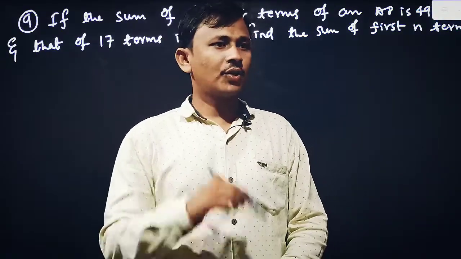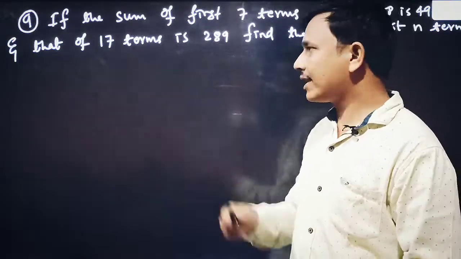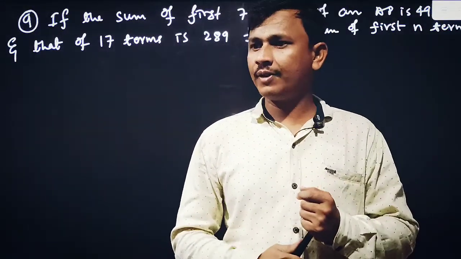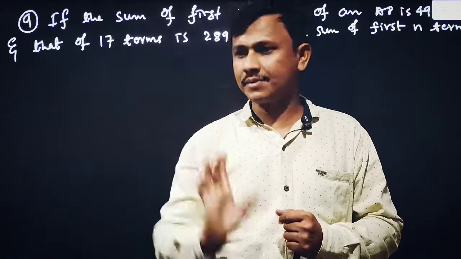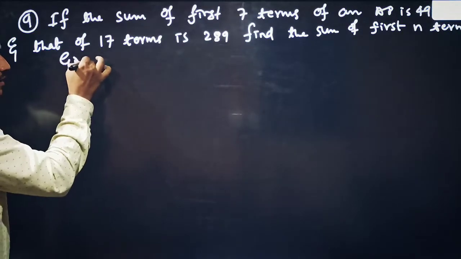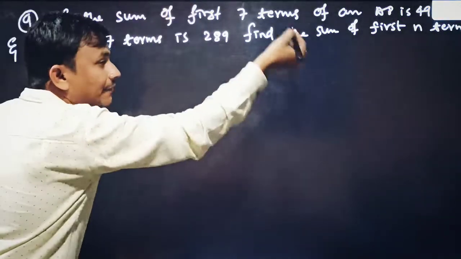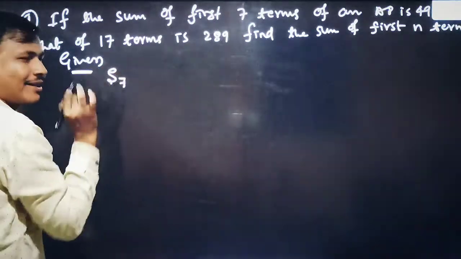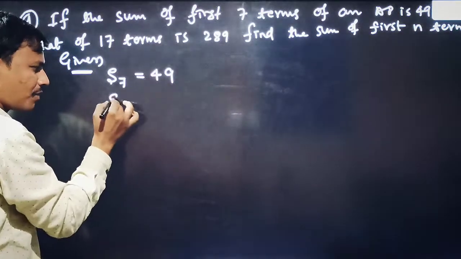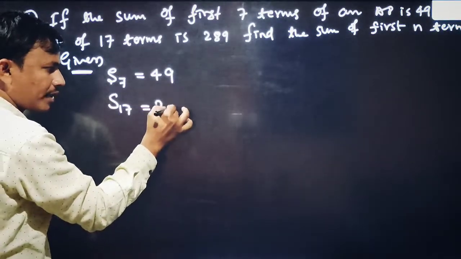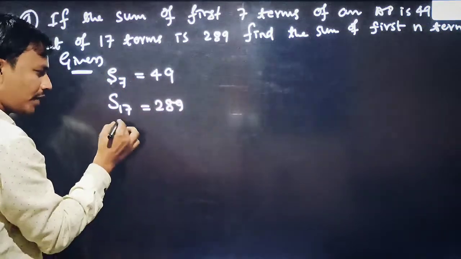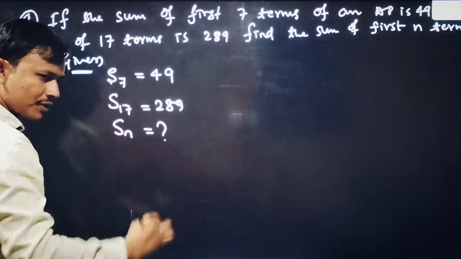Very important question. If the sum of the first 7 terms of an AP is 49 and that of 17 terms is 289, we need to find the sum of n terms. Understood? What are the given things? Sum of 7 terms, S7, is equal to 49. Sum of 17 terms is equal to 289. What we need to find out? Sn is equal to question mark.